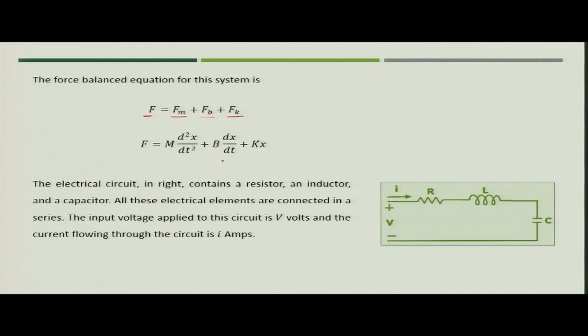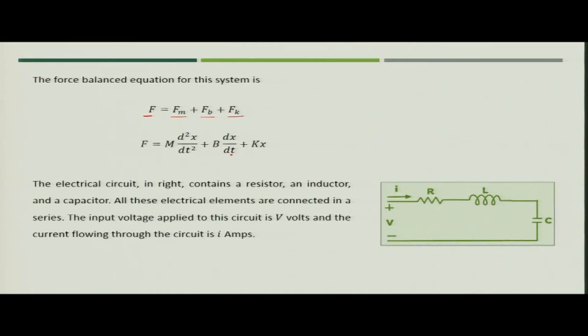Then Fb is b dx by dt because of the viscous friction, and then plus kx because of the presence of spring. So, you can write force F which is applied in the mechanical system equal to m d2x by dt2 plus b dx by dt plus kx.